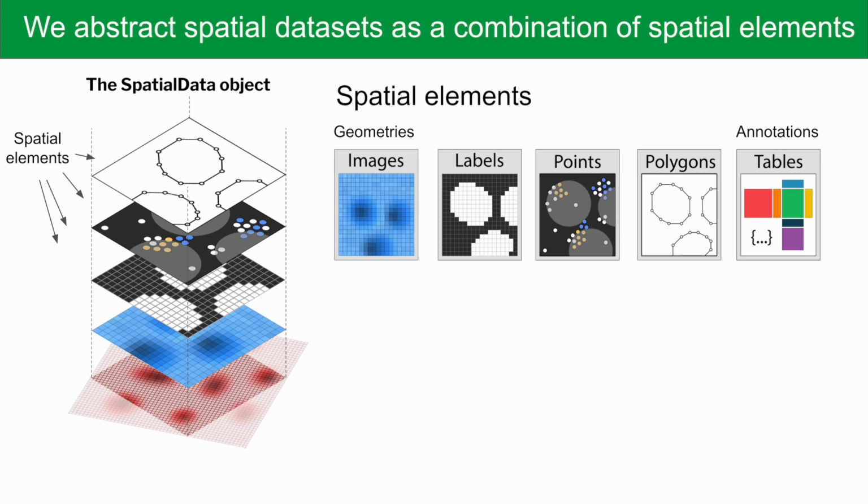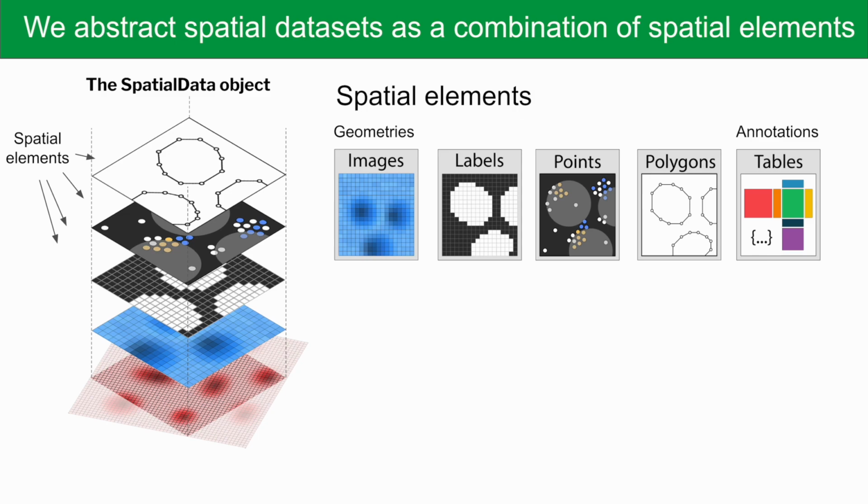To solve this representation problem, we introduced a library called SpatialData. This is a framework that allows you to combine a variety of spatial elements, such as images, segmentation masks, also called labels, single molecule points, polygons, or other shapes, together with tables annotating these various geometries, and you can combine any combination of these spatial elements.